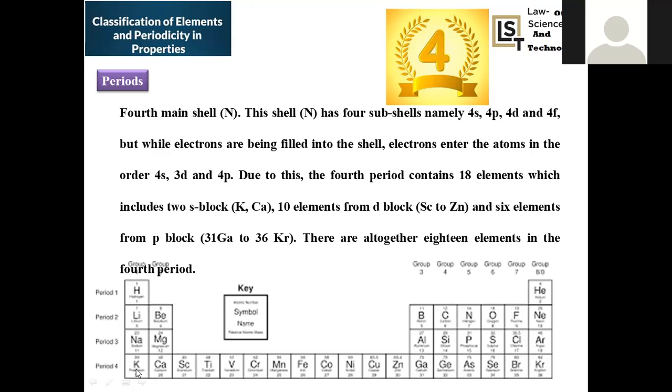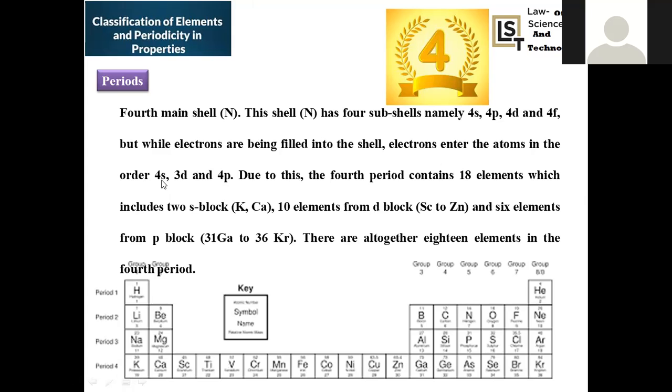Right? Started with the S block element and ended up with the noble gas element. The entire series consists of 18 elements here. So it is said to be a long period. You can say this is a long period in the periodic table with 18 elements.